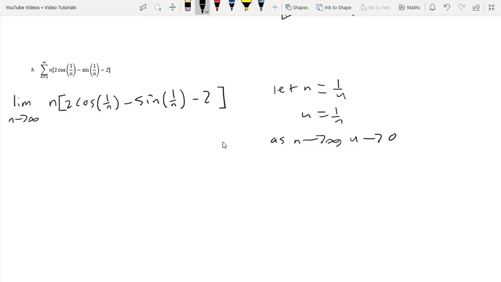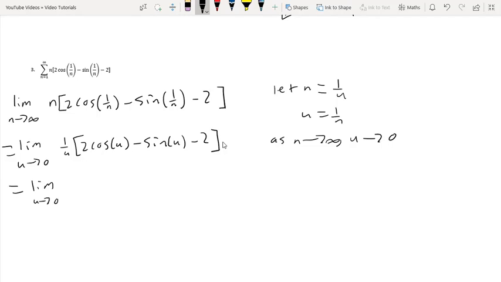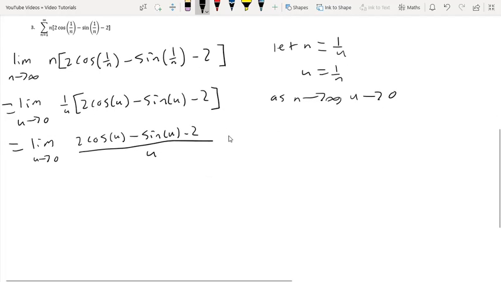So this limit would instead become the following. It would become the limit as u approaches 0 of 1 over u times (2 cos u minus sin u minus 2). So I'll just write that with the u in the bottom here, the limit as u approaches 0 of (2 cos u minus sin u minus 2) all over u. And so this is a lot easier to deal with just by making the substitution here.